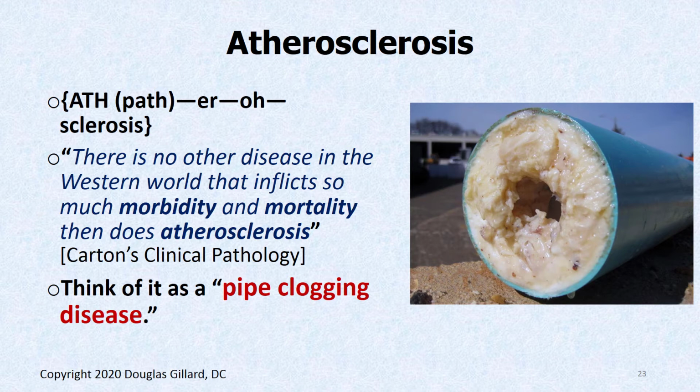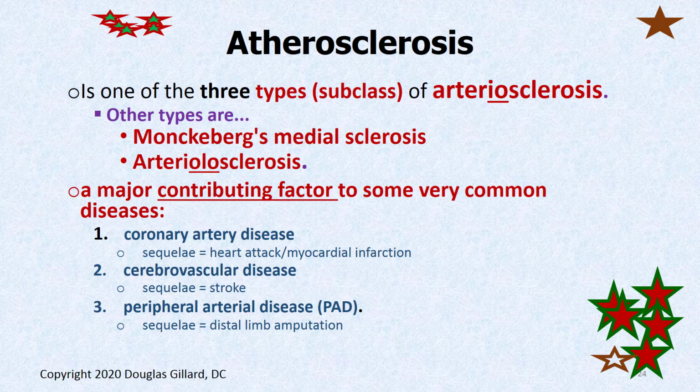So atherosclerosis, Cartland Clinical Pathology, a really well-written text, maybe not quite deep enough, but says there's no other disease in the Western world that inflicts so much morbidity and mortality on the human than does atherosclerosis. And it's basically a clogging of the pipes where you get a decreased lumen. How's the blood flow going to be through this pipe? Is it going to be easy, or is it going to be not so easy? It's going to be really hard, so they can cause a Beaver Dam. Loves the abdominal aorta too, so it can cause a really big Beaver Dam.